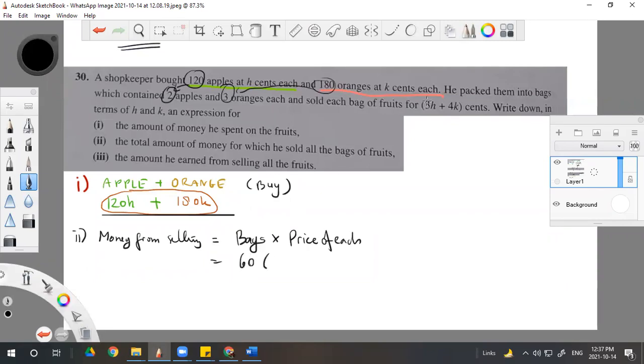So 60 times price of each, 3H plus 4K. Ini ya dikali ya. And then you can do the simplification. Rainbow, 180H plus 240K.